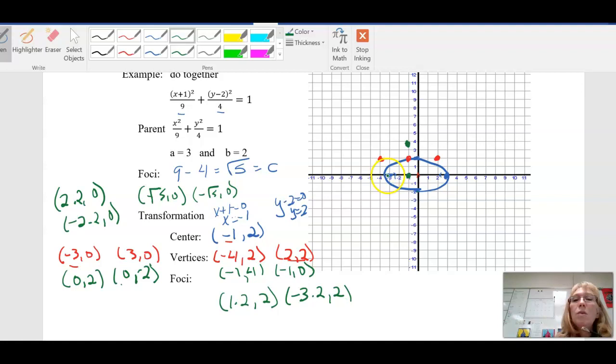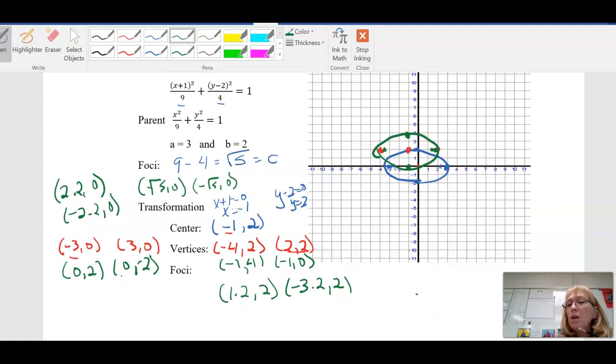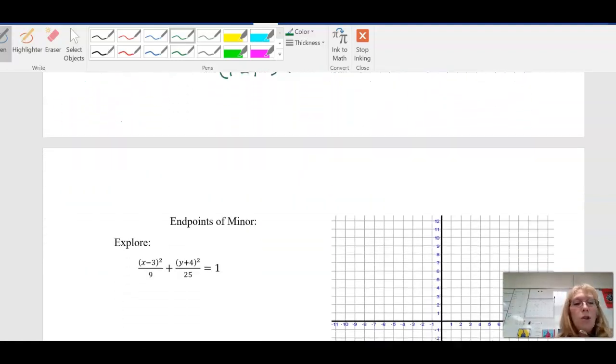So now let's take this. We're going to go left 1 up 2, negative 3.2 comma 2, and this one left 1 up 2, negative 1.2 comma 2, and draw in your ellipse. I hope you did well. So you can either move or do the math. Either way, you should be fine.